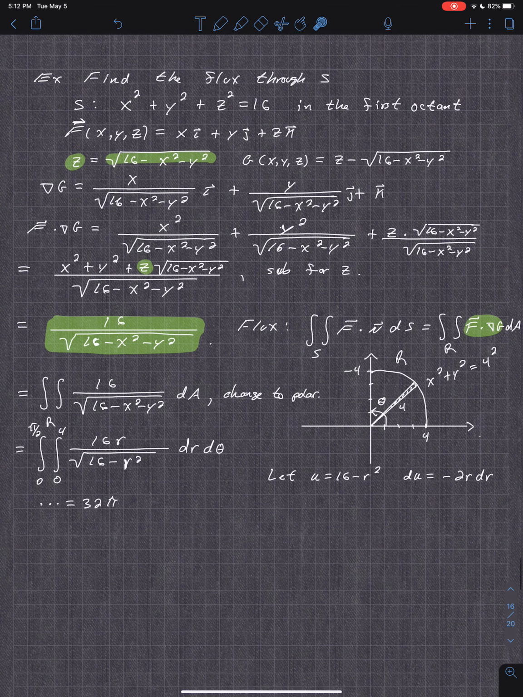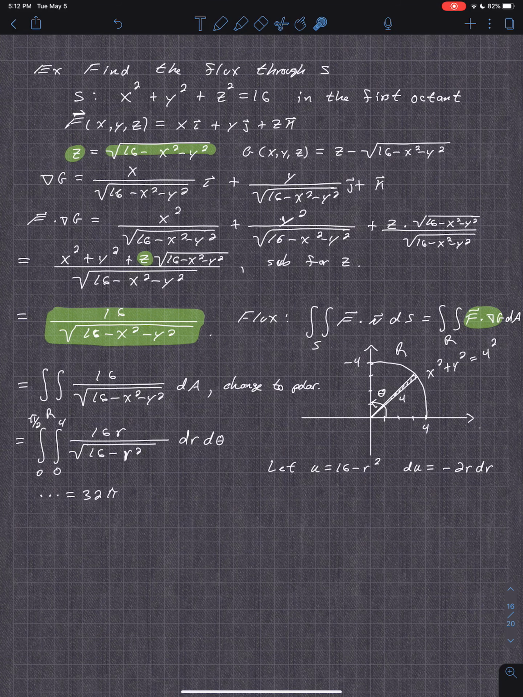So let's look at this example. Find the flux through S. S is given by this surface. So what type of surface is that? Okay, that's a sphere in the first octant. So that's what they want to calculate the flux in, the first octant. So it's a sphere, but we're going to reduce it to the first octant. The vector field is given by kind of the simple one. We've done something similar before, x, y, z.